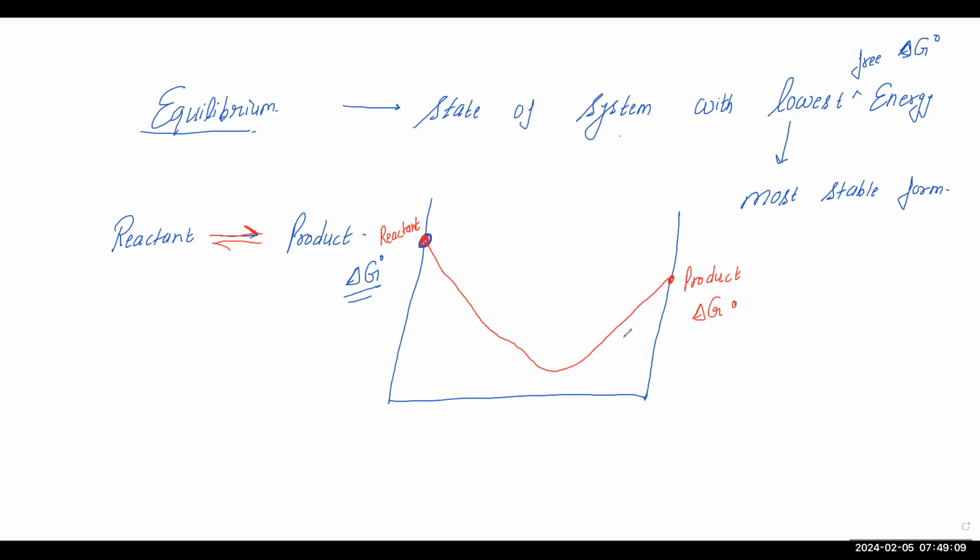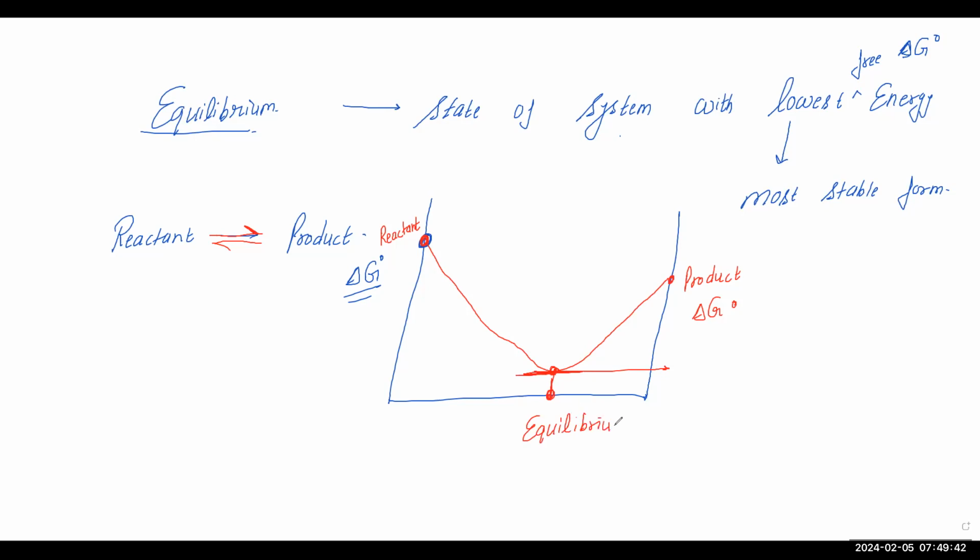So what is the lowest point of this curve? Here. This is equilibrium. The system is in equilibrium at this point. Okay, let's mark it on the other way. The lowest energy point is the equilibrium. This point is equilibrium.